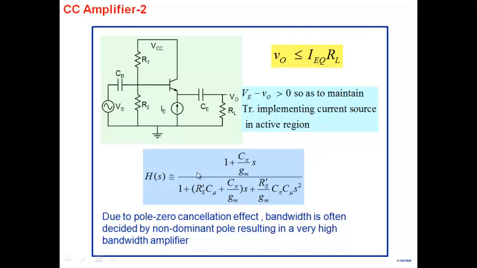And the other point that I was making was that it is a high bandwidth amplifier. In many cases, the dominant pole, which determines the frequency response of most of the amplifiers, is cancelled by a zero here, and as a result, the non-dominant pole becomes the deciding factor. The non-dominant pole means a pole at much higher frequency, so the bandwidth here becomes much higher. So for all the amplifiers that we have seen, common emitter, common base, and common collector, the highest bandwidth that you get is from this particular stage, the common collector stage.